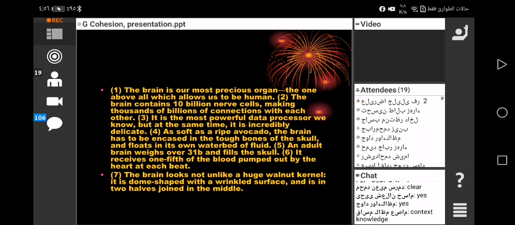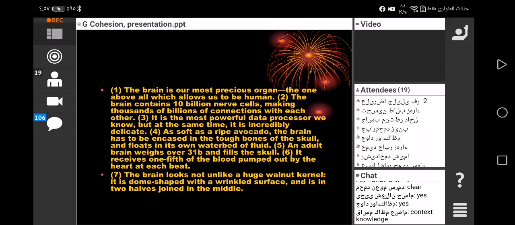An adult brain weighs over 3 pounds and fills the skull. It receives one fifth of the blood pumped out by the heart at each beat. The brain looks not unlike a huge walnut kernel. It is dome-shaped with a wrinkled surface and is in two halves joined in the middle.